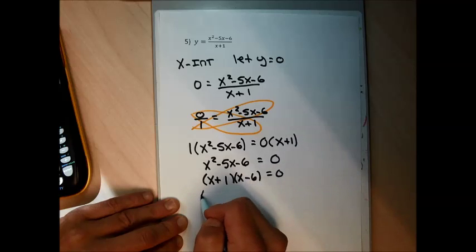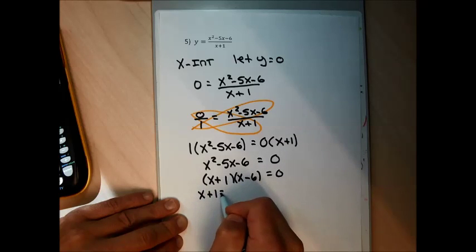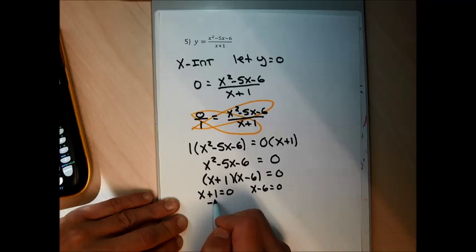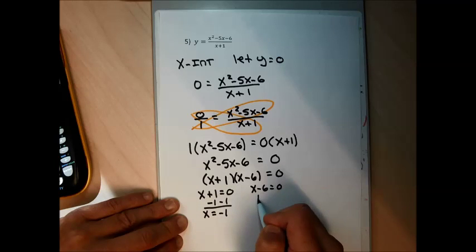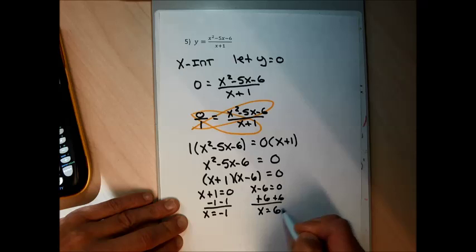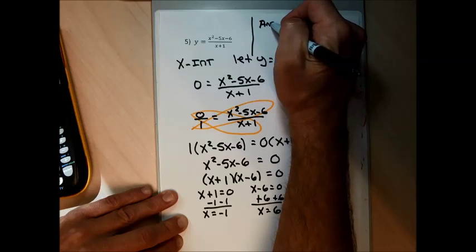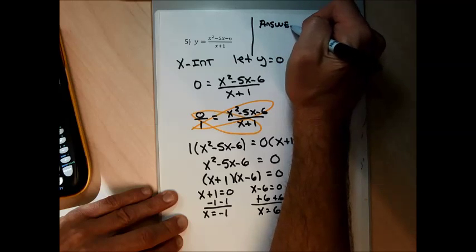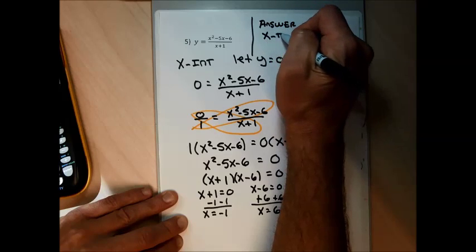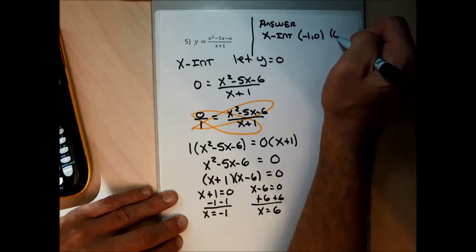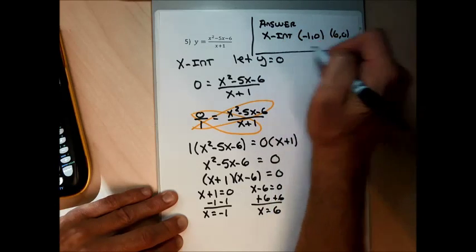Now that I have it factored, I'd go x plus 1 equal to 0, x minus 6 equal to 0. For this one, I'd subtract 1 from both sides and get x equal to negative 1. For this one, I'll add 6 to both sides and get x equal to 6. So part of my answer to number 5, the x-intercepts are the points (negative 1, 0) and (positive 6, 0).